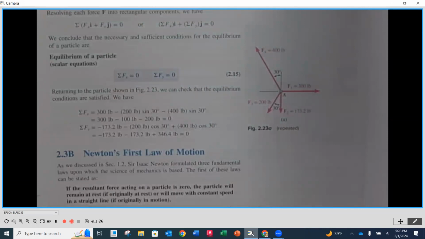Same thing for the y-axis. Sum the forces in the y equals 0. This is my second equation of equilibrium. So when I look at everything on that y-axis, I'm going to say, okay, all of them have to balance and equal 0. That's a condition. So I'm not solving for any resultants anymore. I'm usually going to solve for unknown forces using the condition of equilibrium.